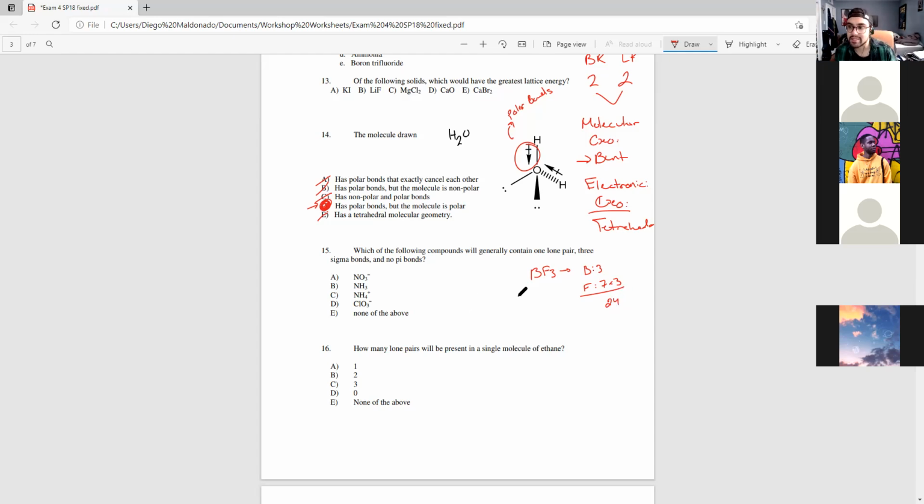And then which one would be my center atom? Boron. And then we'll do our skeleton. I'm already drawing it how I normally draw it. We'll draw our skeleton: fluorine, fluorine, fluorine. So how many electrons have I already used up making those bonds?